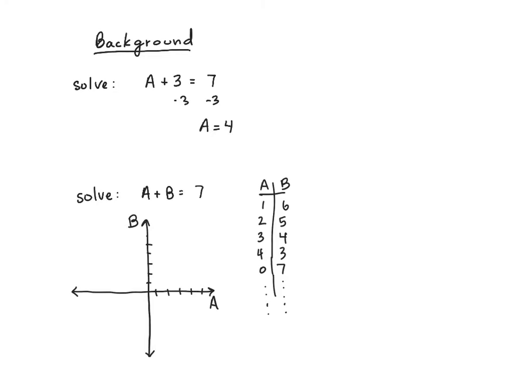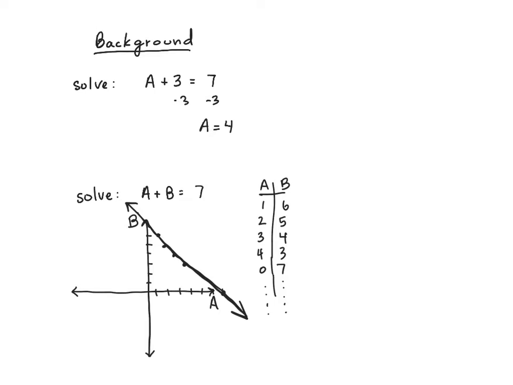So 1, 6, or we have 2, 5, or we have 3, 4, or 4, 3, all the way over here to 0, 7. All of these line up in a perfect line. This is a linear function. a plus b equals 7 is a linear equation.